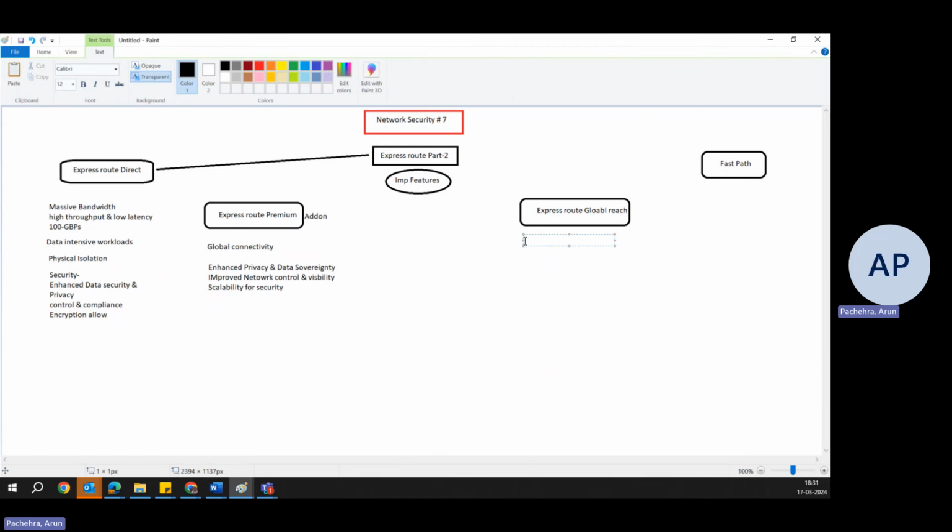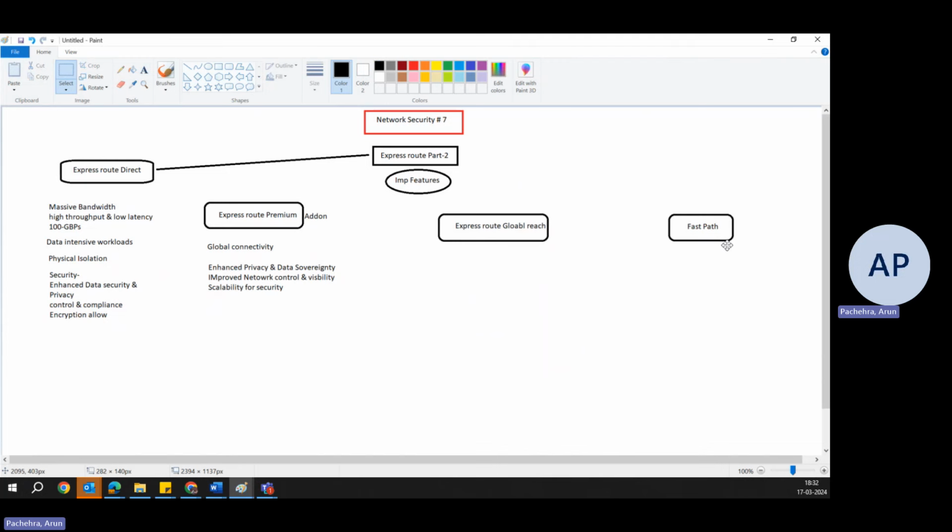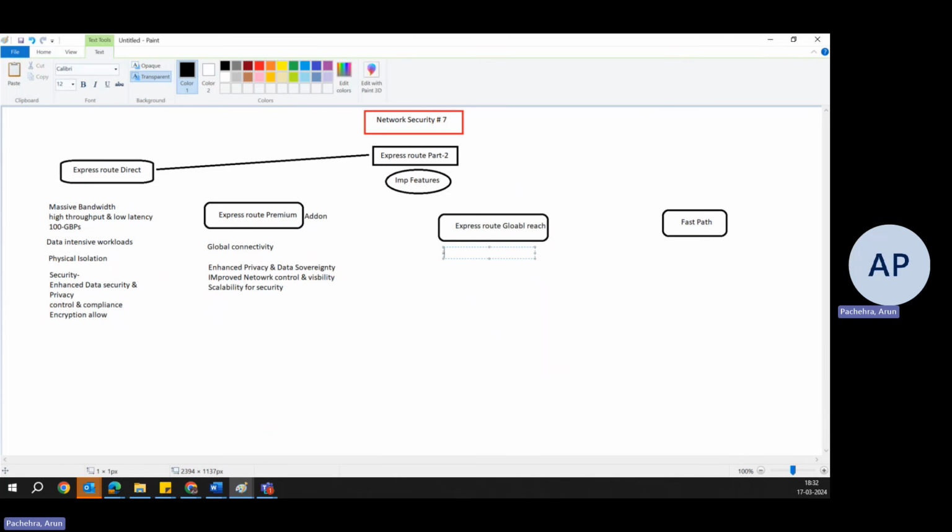Now it's time to talk about Global Reach. You must be wondering, isn't that the global connectivity provided by the add-on? Then what is this Global Reach? Well, we'll try to demystify this as well. Okay, Global Reach. Let's talk about Global Reach.